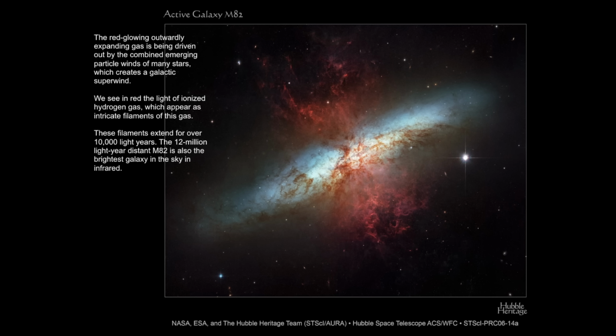These winds have been driven out to tens of thousands of light years, with some of these filaments over 10,000 light years long. And M82 is the brightest galaxy in infrared in the entire sky. What has happened is that there's an enormous amount of star formation happening inside of this galaxy, and the combined winds of all those super bright O and B type stars create enormous winds, and those enormous winds drive the gas, so the gas is being driven out of the galaxy by the formation of the stars.